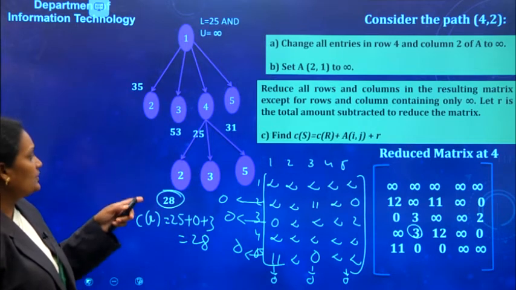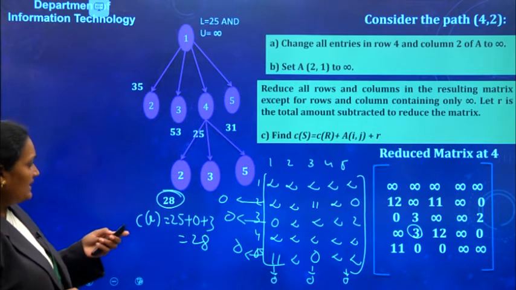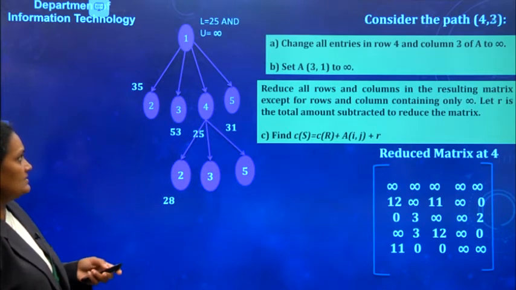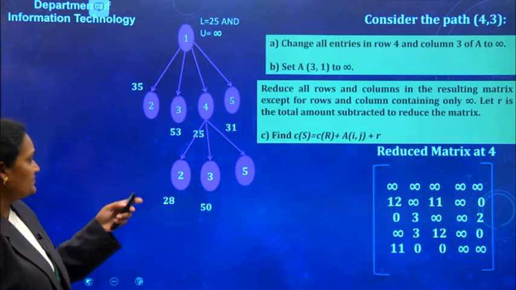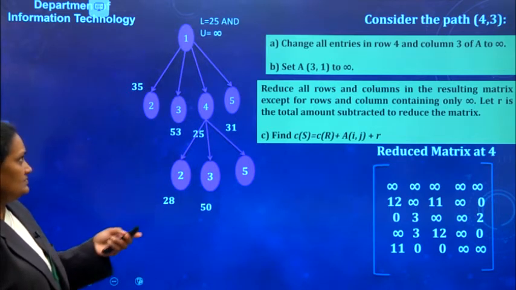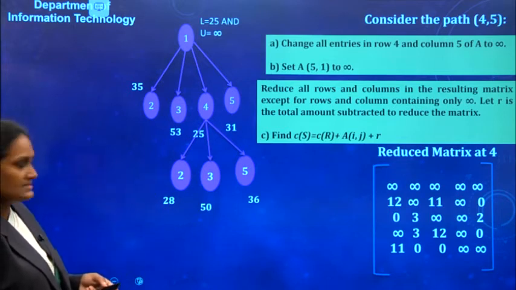In the same way, you can calculate 4 to 3 and 4 to 5, by using the same reduced matrix. So here this is 4 to 3. We find the cost as 50. Next, 4 to 5. We found the cost as 36.